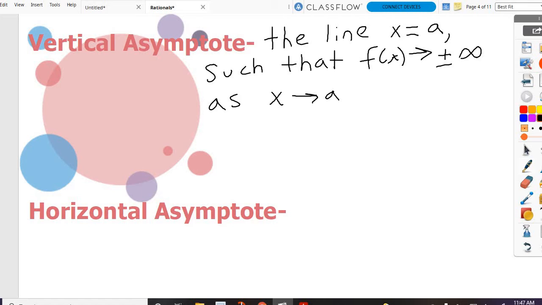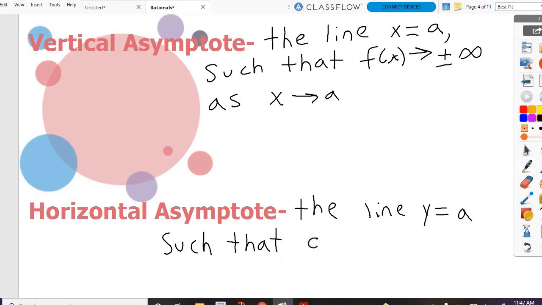Now, our horizontal asymptotes are going to be similar, but they're horizontal. So it's going to be the line y equals a, such that as x goes towards positive or negative infinity, f of x, or your y value, is going to go towards your a.